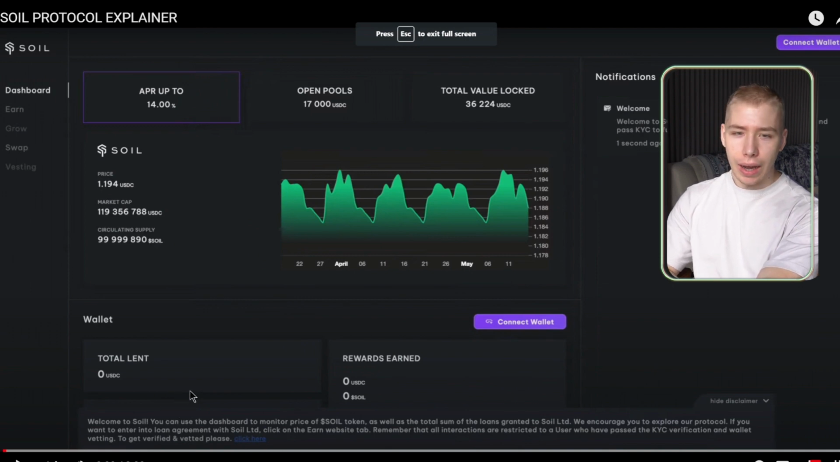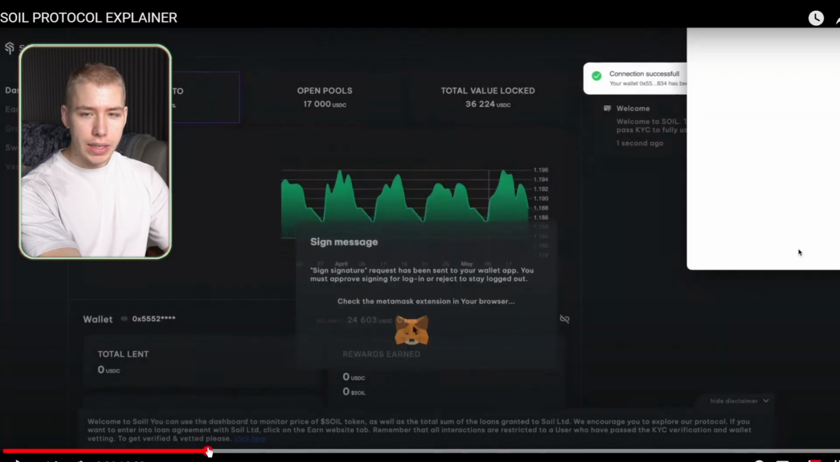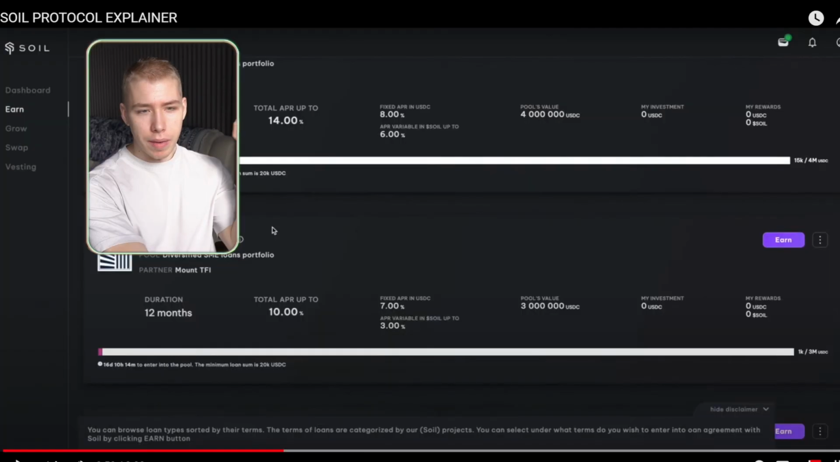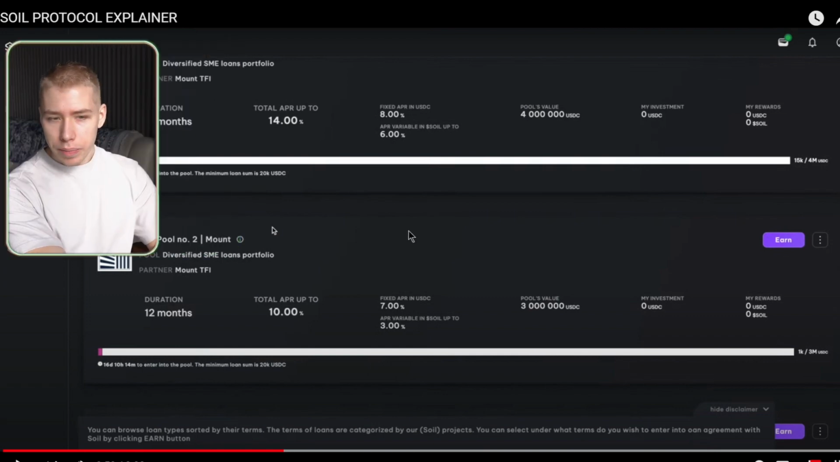We can see how their dashboard would look for the app itself. Connect with your MetaMask on the site, approve the connection. Then behind me, check out the different features where they have earn, grow, swap, vesting, as well as the dashboard overview. And on the earn page, look at the different pools. For example, pool number 1 would be a duration of 18 months, where you get up to 14% APR, 8% of that in USDC, 6% in their Soil token, as well as the pool value, how much money has been accumulated in that pool so far, all the stats you need to know, including your rewards.